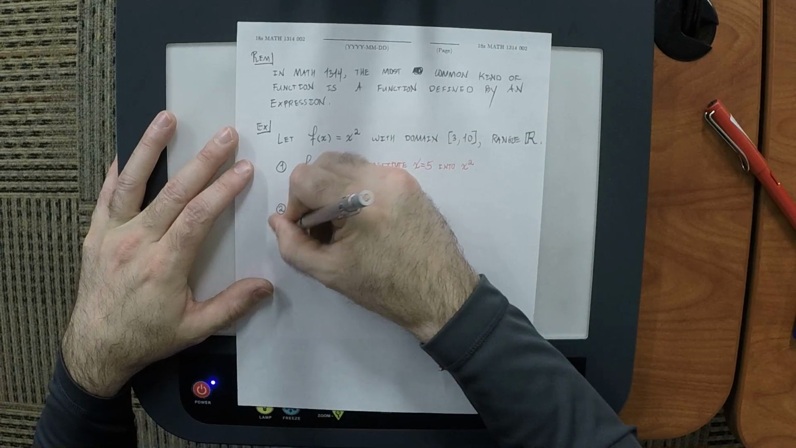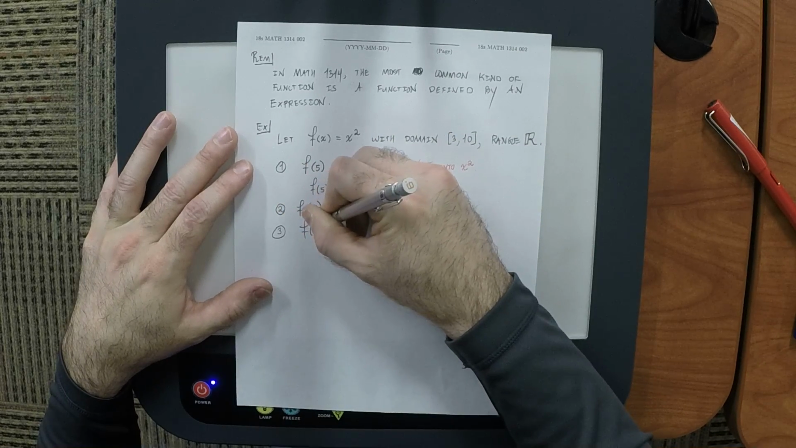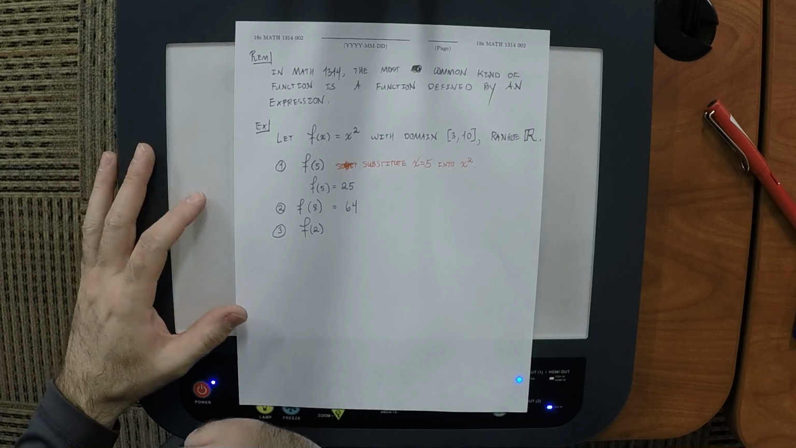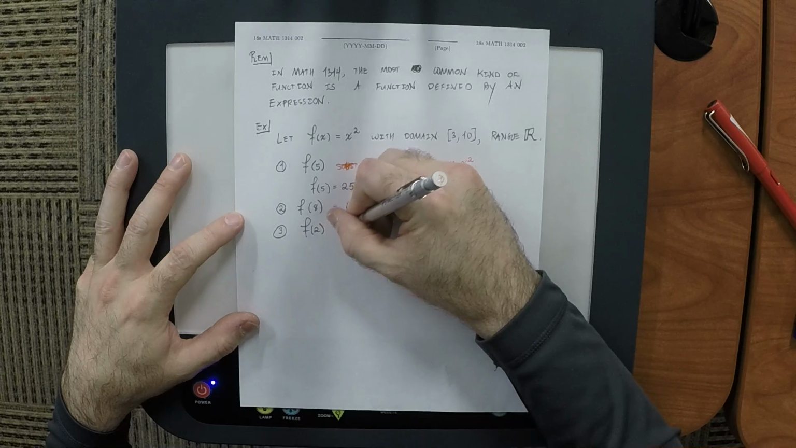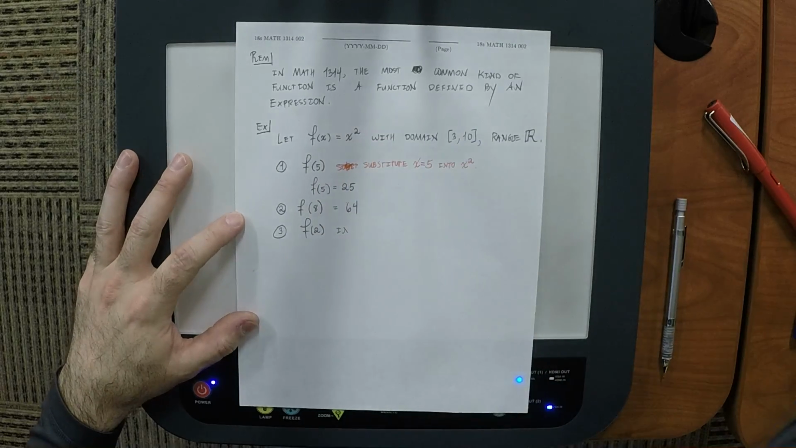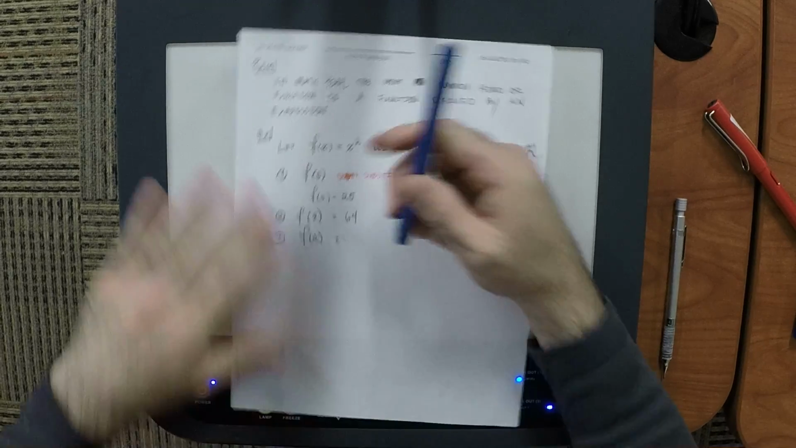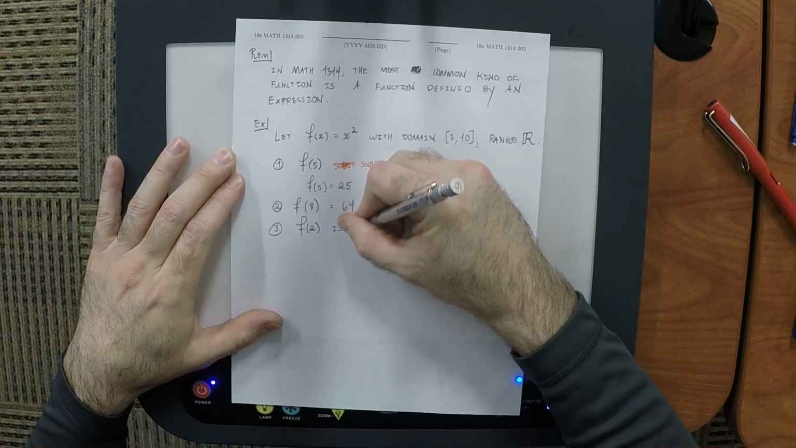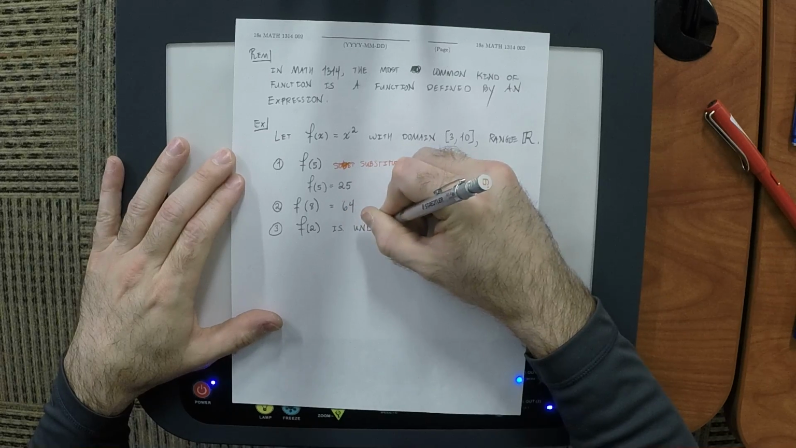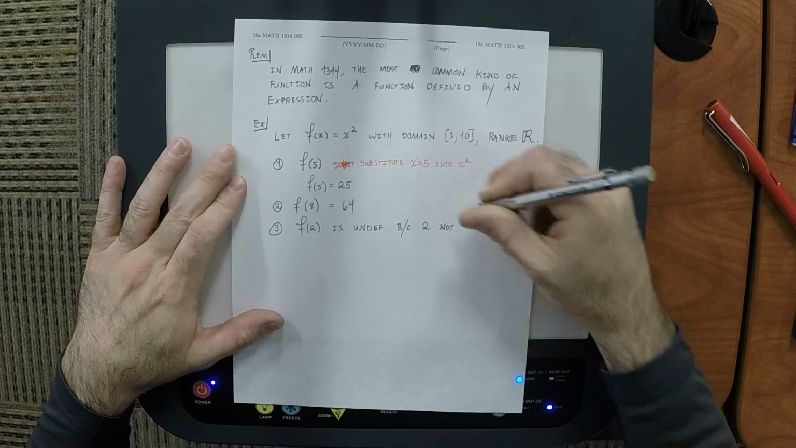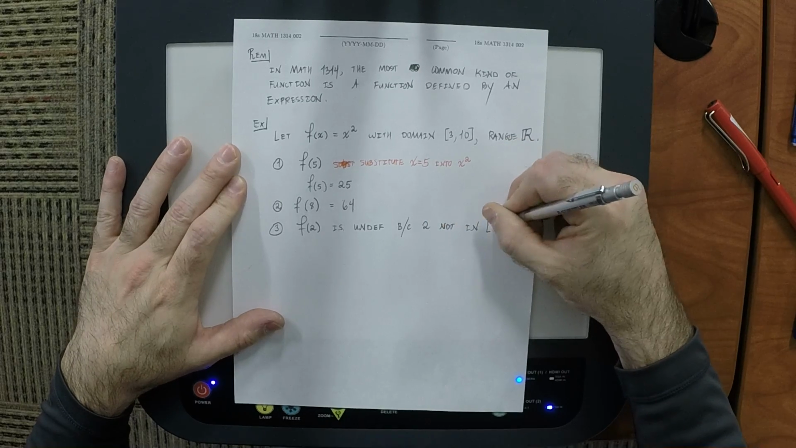What about f evaluated at 2? It's not in the domain, right? So this is undefined. It's undefined because 2 is not in the domain.